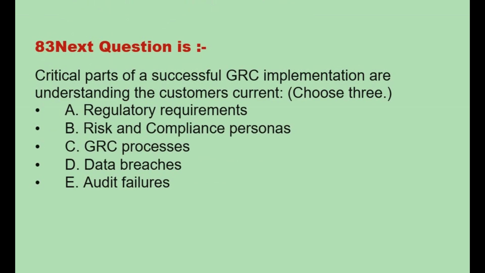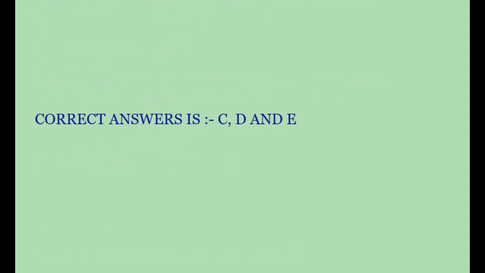Question is, critical parts of a successful GRC implementation are understanding the customer's current. Choose three options. Option A, regulatory requirements. Option B, risk and compliance personas. Option C, GRC processes. Option D, data breaches. Option E, audit failures. Correct answer is option C, D, and option E.